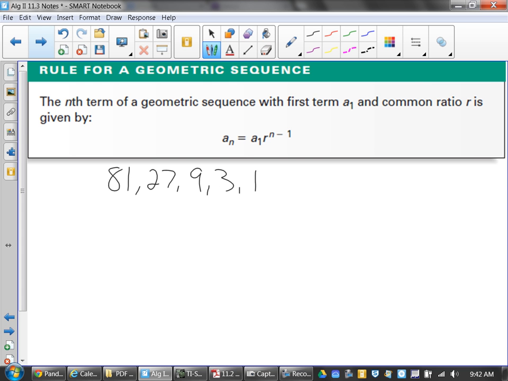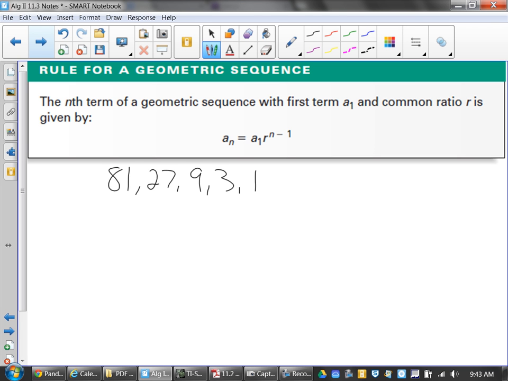So here's how we set up to write out what's called the nth term rule for geometric. I just wrote up the same example we just had a second ago with 81, 27, 9, 3, 1. So your generic nth term rule for the geometric sequence is a sub n equals your first term times the ratio to the n minus 1.